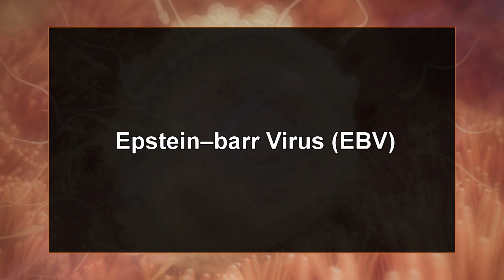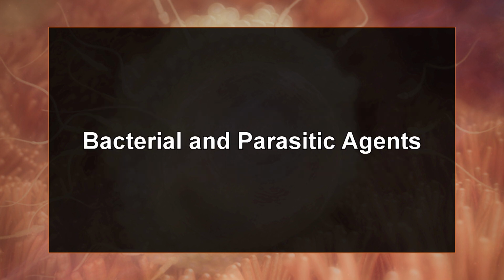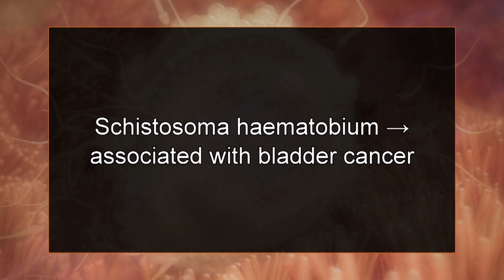Then Epstein-Barr virus or EBV, associated with Burkitt's lymphoma and nasopharyngeal carcinoma. Or human T-cell leukemia virus or HTLV. It's linked to adult T-cell leukemia. Bacterial and parasitic agents. Helicobacter pylori infection, chronic gastric inflammation and stomach cancers. Chronic parasitic infections. For example, Schistosoma haematobium is associated with bladder cancer.